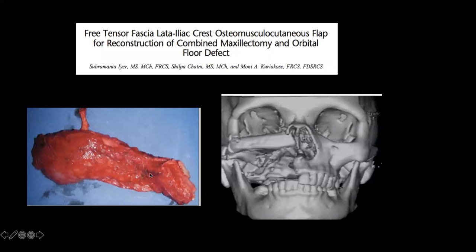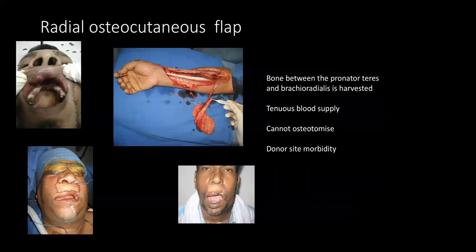So as I mentioned to you before, you can take 2 to 3 centimeters of the iliac crest, leave the attachment of the tensor fascia lata muscle on the iliac crest, and use the transverse branch of the lateral circumflex femoral artery and do the anastomosis. So the iliac crest can be used in different ways to reconstruct complex orbitomaxillary defects.